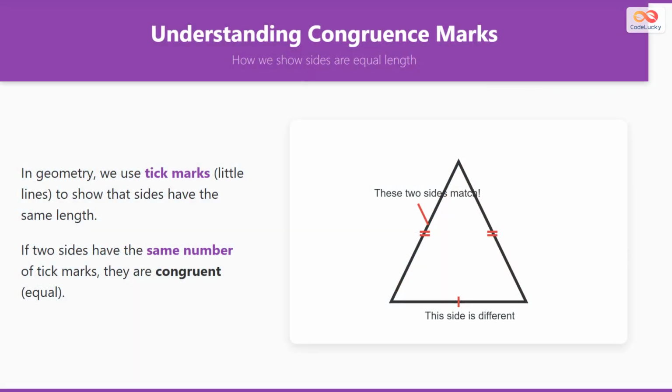Before we name the triangles, we need to understand how diagrams show side length. We use small lines called tick marks. When you see sides with the same number of tick marks, it means those sides are the same length. In geometry, we call this congruent.